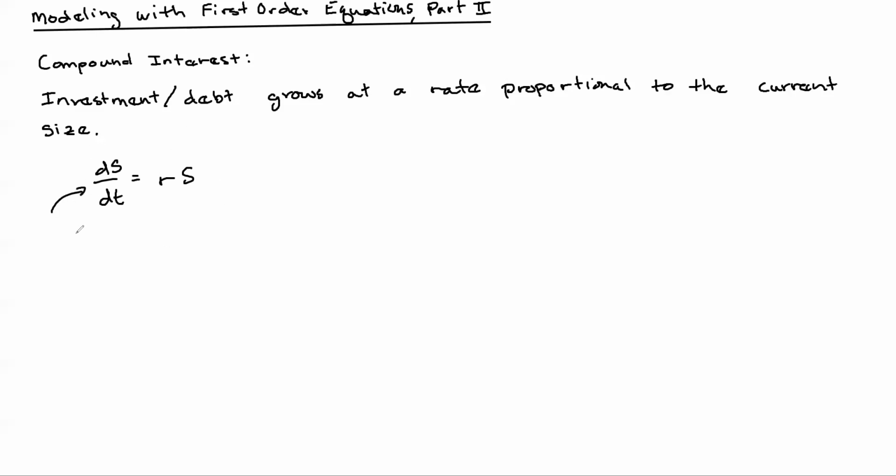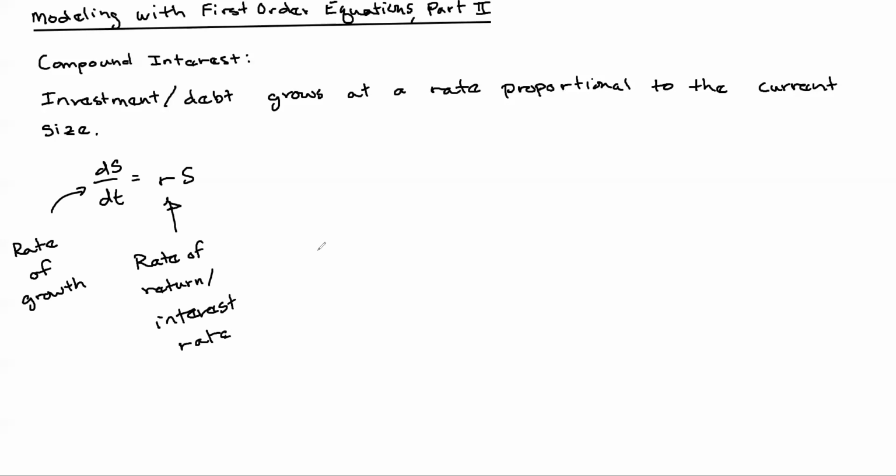All right, and so what we get here is the rate of growth. And it is proportional. The proportionality constant in this case is going to be the rate of return or the interest rate. And then this is the current size, the current debt or investment, right? So both grow at a rate proportional to the current size.